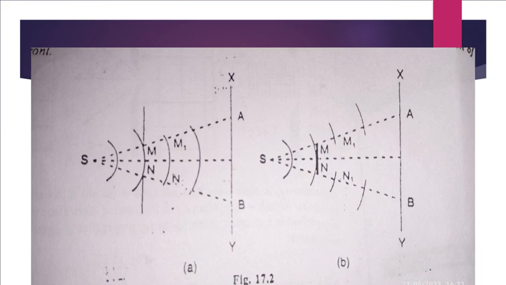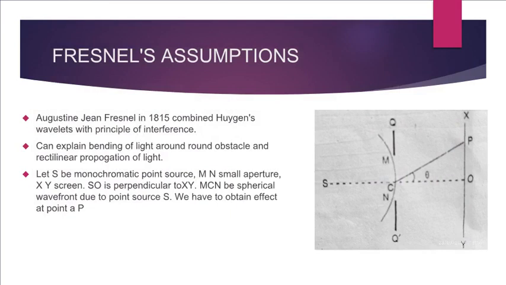But they overlap so that no single pattern is identified. In order to explain the resultant effect at an external point due to a wavefront, Augustin Jean Fresnel combined Huygens' wavelet with the principle of interference. He pointed out the factors that decide the resultant effect. To explain this, he considered a monochromatic point source S.